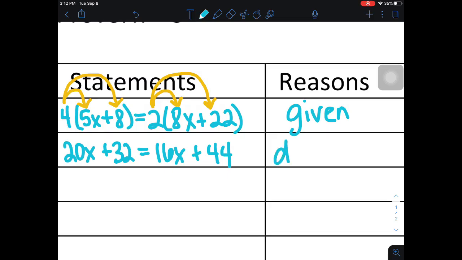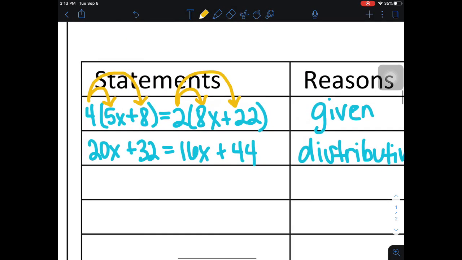All right, now how did I get to the second line here? Well, I used the distributive property. Okay, so the distributive, you can put distribute, distribution, you get the point. All right, so the next thing that I need to do is, I see that I have x's on both sides. This is different than what we did before.